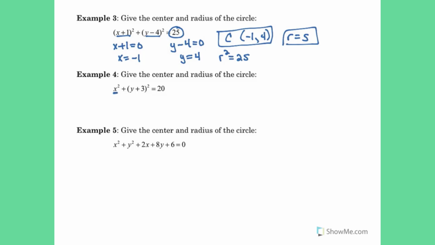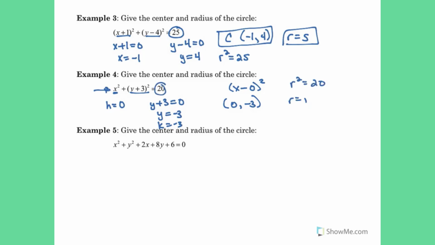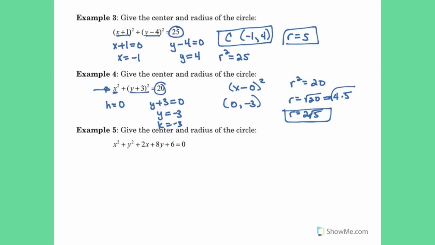Next one just as easy, but you're going, oh, but there's not a number there. Well, that would be the same as X minus 0 squared. So my X coordinate, or H, is 0, where here I would have negative 3. So that is K. So my center is 0, negative 3. And yes, if you can just look at it and write down the answer, that would be awesome. Okay, so I have R squared is equal to 20. I need to take the square root and simplify it, and that's 2 times the square root of 5. Remember, this is 4 times 5. The square root of 4 is 2.